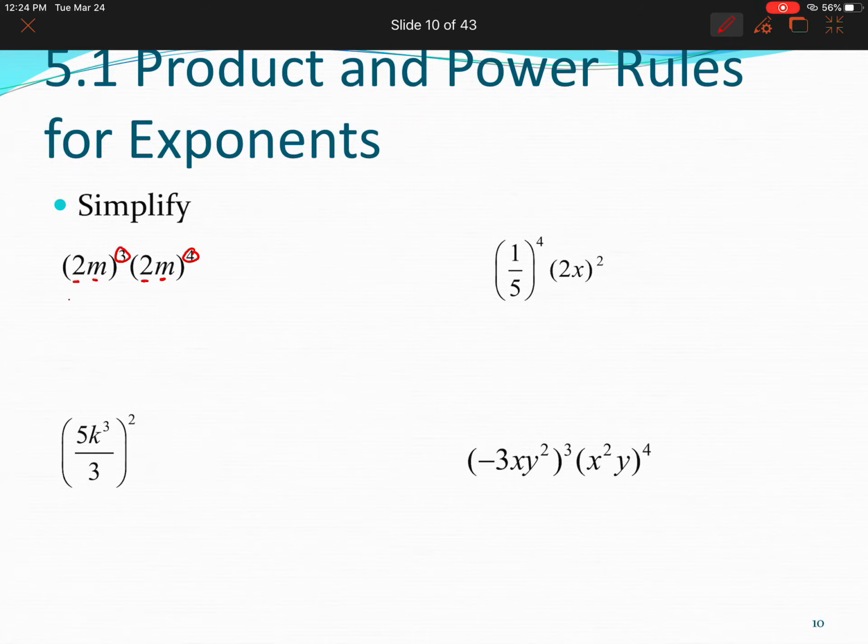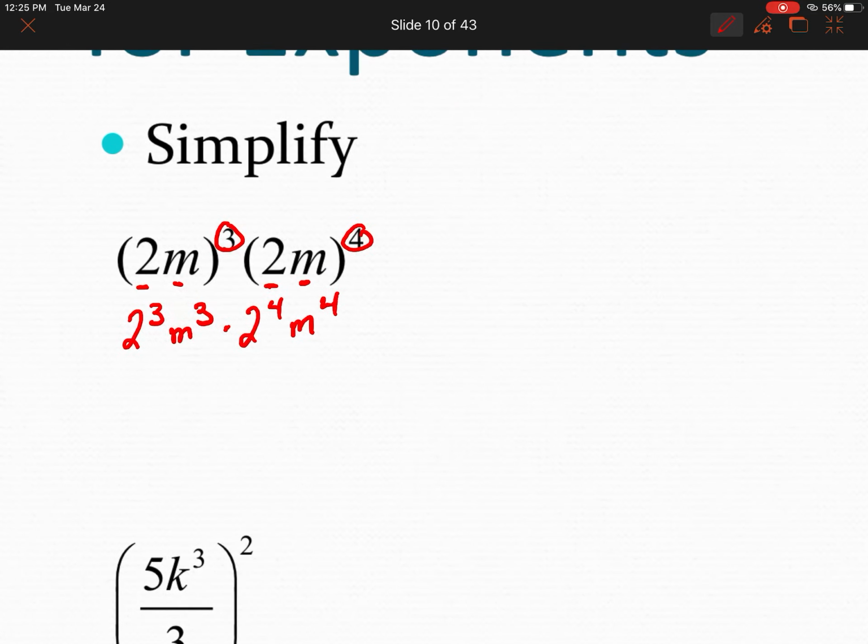And so on this one, the first thing we're going to do is get rid of the parentheses, meaning we're going to give this power of 3 to the 2 and the m, and we're also going to give this power of 4 to this 2 and that m. And so when you do that, we have 2 to the third, m to the third, and then, giving the power of 4, we're multiplying that by 2 to the fourth, and m to the fourth. So now our parentheses are gone.